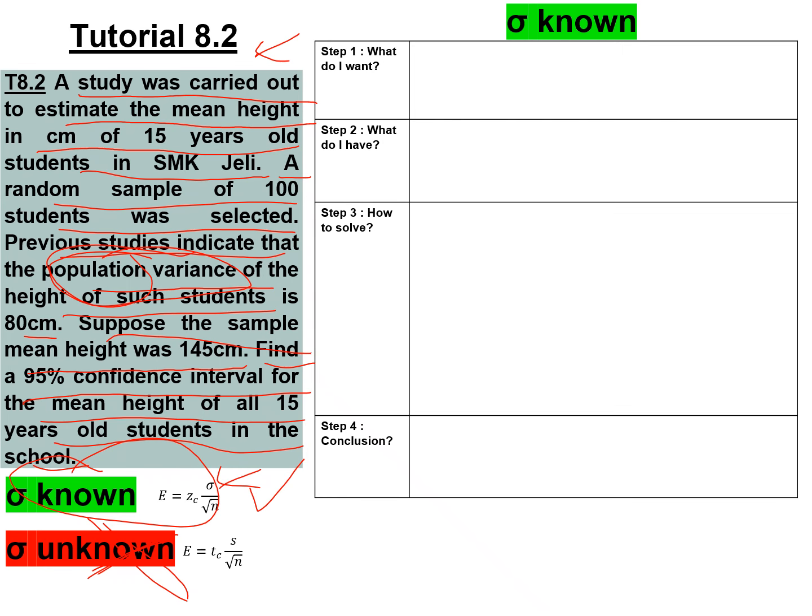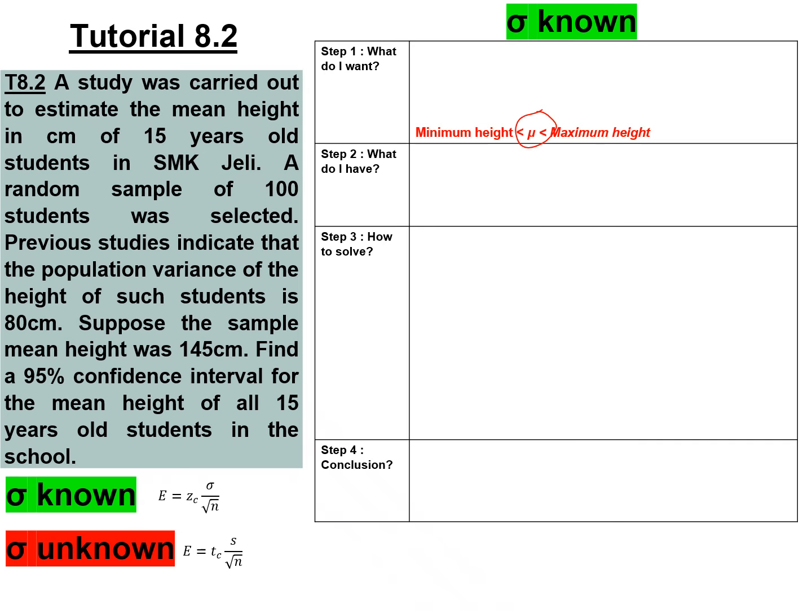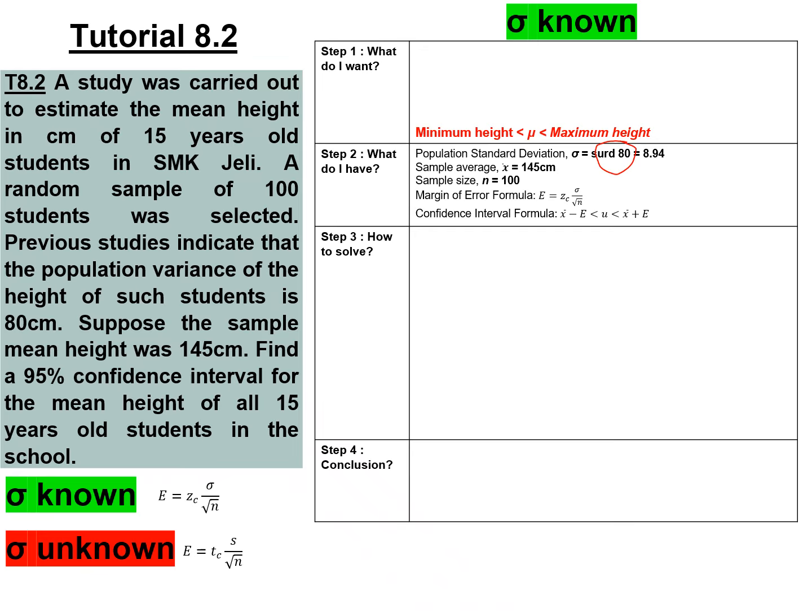Step number 1, what do I want? At the end, I want to find what is the minimum height and the maximum height of the students. Step number 2, what do I have? I have the variance, population variance. To find the population standard deviation, we just square root the variance. So at the end, we get 8.94. We also been given what is the average sample height here, 145 cm. We are given the total of the n number here. The formula we're going to use is this one because sigma is known.